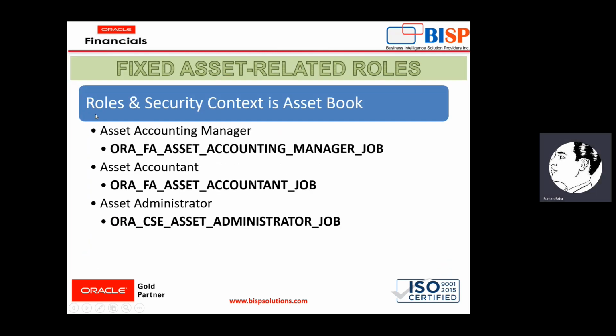user. The roles we provide: asset accounting manager, the code is ORA_FA_ASSET_ACCOUNTING_MANAGER_JOB. That is the code we will provide. And similarly, we will provide asset accountant, the code is ORA_FA_ASSET_ACCOUNTANT_JOB. And the asset administrator, we will provide ORA_CSE_ASSET_ADMINISTRATOR_JOB. That is the code. The security context is asset book.